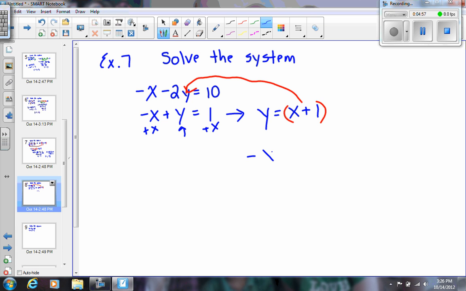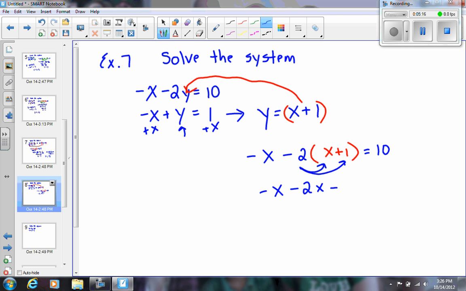So I get negative x minus 2, and in place of the y, I'm going to put x plus 1, equals 10. Distribute the negative 2. And again, it was a negative, so we do have to distribute. We get negative x minus 2x. That's going to make this a minus 2 when you distribute the negative. Again, these are on the same side, so we get negative 3x.